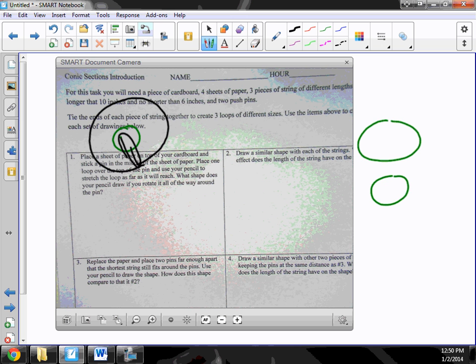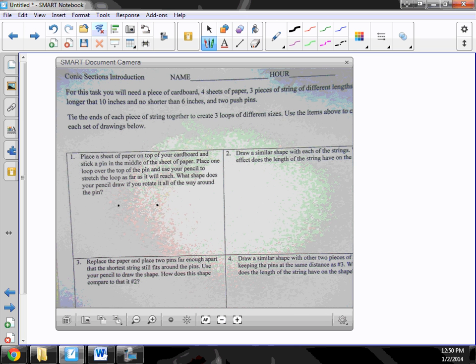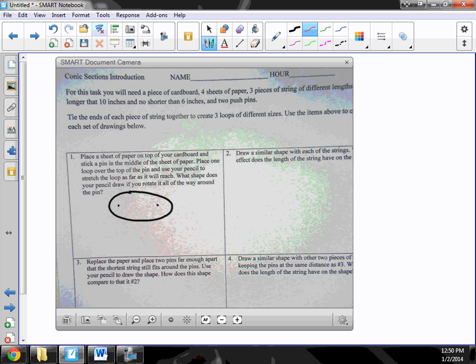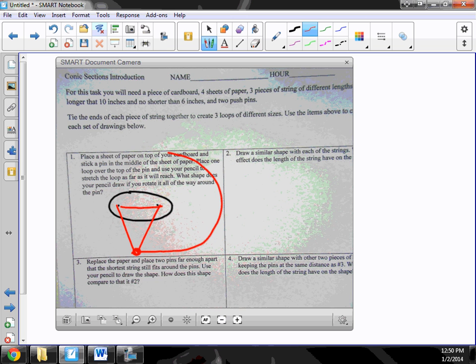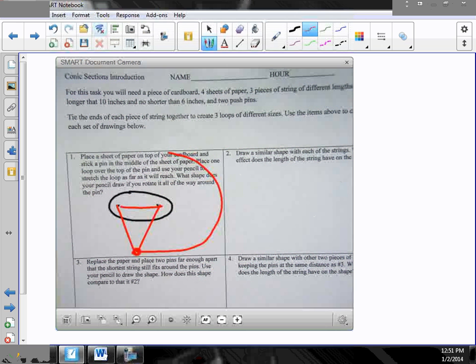And then later on, you're going to take 2 pins, and then you're going to put your ring around the pins, and then you're going to pull that tight, so it looks something like this. And then keeping that ring tight, you're going to trace around again. Does that make sense? Maybe I can show you. So you'll have two pins like this, and you'll take your pencil and you'll trace it around like that. Okay? And on number 3, it says you're going to go all the way around.